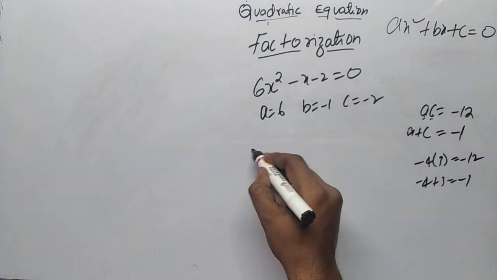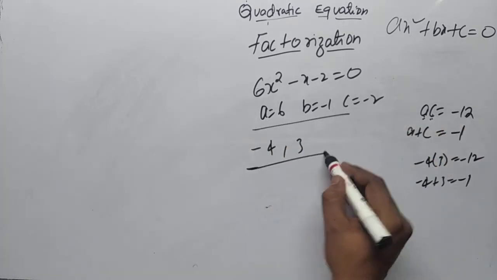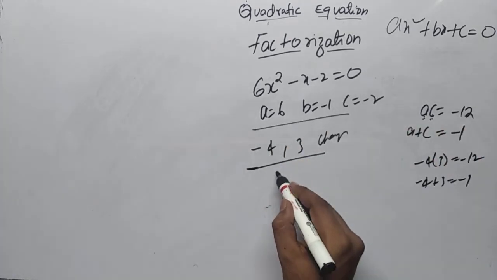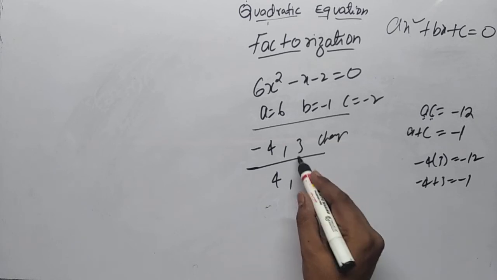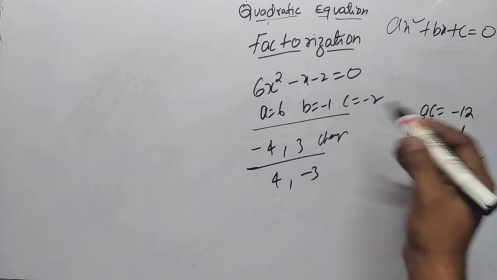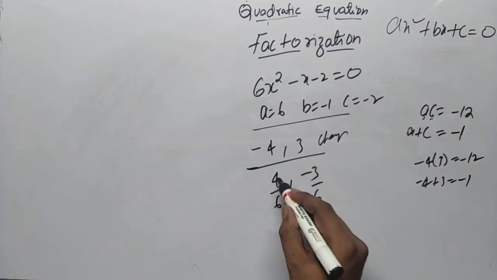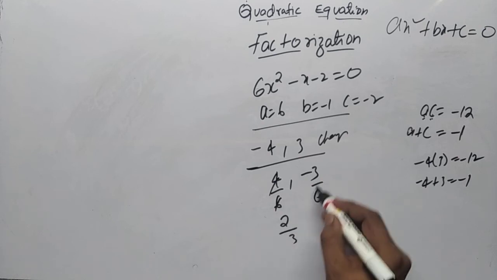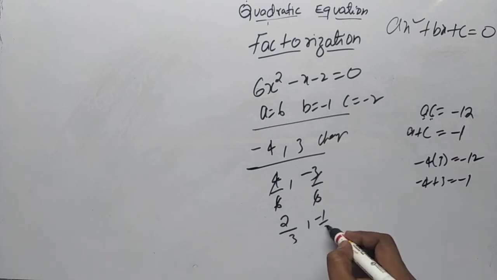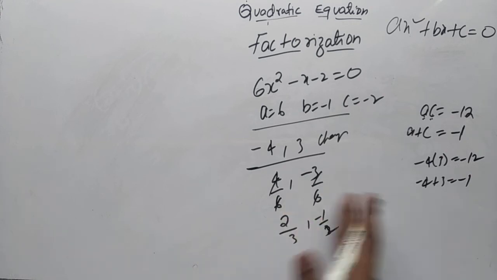So what are the numbers here? Minus 4 and 3 are the numbers. The next step is to change the sign. So minus 4 will become plus 4, and plus 3 will become minus 3. Now you have to divide with the coefficient. What is the coefficient here? 6. You divide with that. So here you will get 2 by 3 and minus 1 by 3, sorry, minus 1 by 2. So just now we got the same answer.